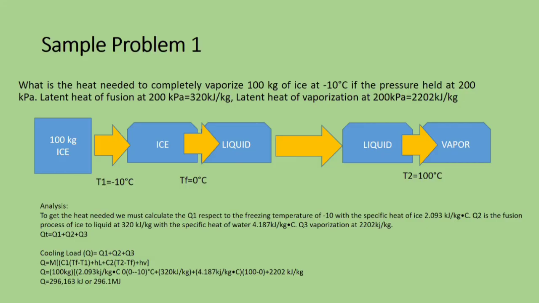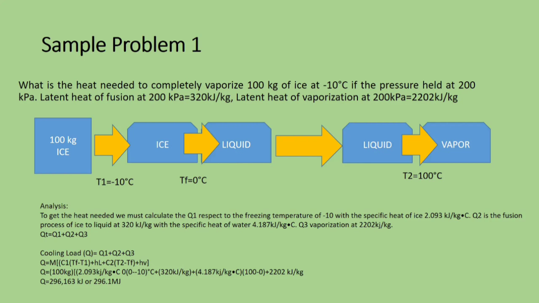Let's solve sample problem number 1. What is the heat needed to completely vaporize 100 kg of ice at negative 10 degrees Celsius if the pressure is held at 200 kilopascals? The latent heat of fusion at 200 kilopascals is equal to 320 kilojoules per kilogram, and the latent heat of vaporization at the same pressure is 2,202 kilojoules per kilogram. To get the heat needed, we must calculate Q1 with respect to the freezing temperature of negative 10 degrees Celsius, with the specific heat of ice at 2.093 kilojoules per kilogram Celsius.